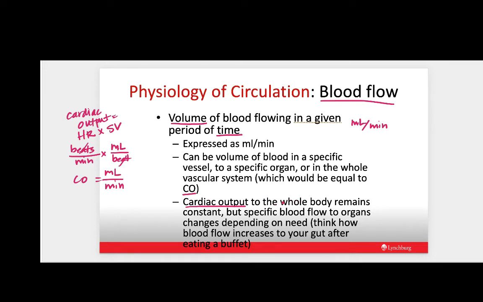And we can tease that out a little bit, and we'll talk about this some, but basically cardiac output to the whole body remains fairly constant. But what we do have control over is changing blood flow to specific areas. So if you go and eat a Chinese super buffet, you can increase blood flow to your gut to help you digest that. But if you're laying on the sofa because you ate too much, then blood flow to your leg muscles is going to decrease because you're not using them at that point, right? So we're able to change blood flow going to specific areas of the body based on what we need.